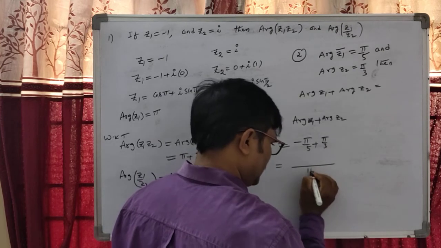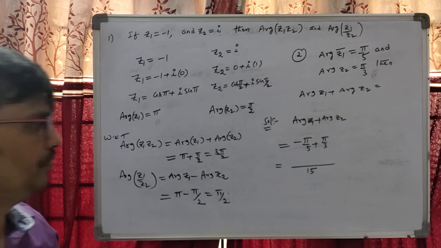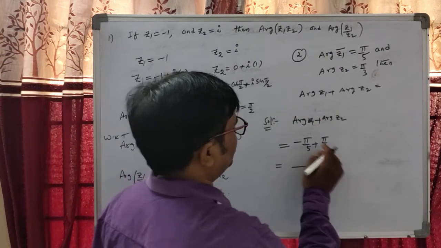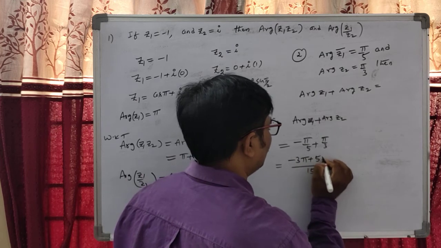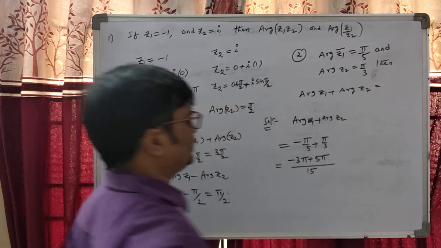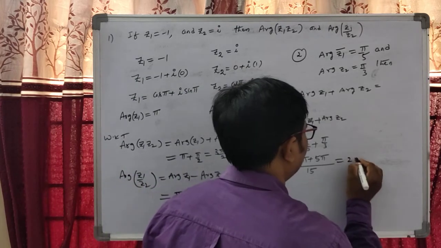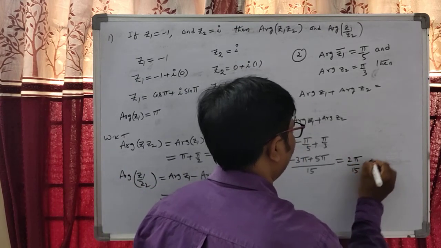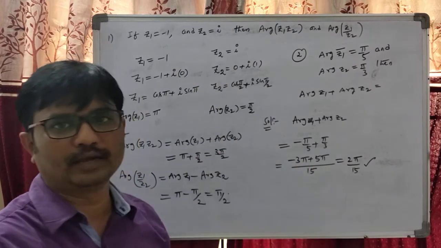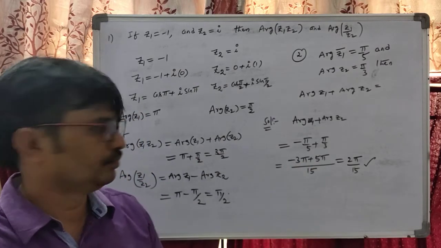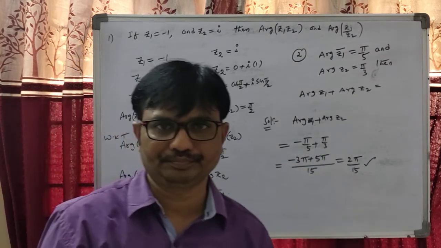So students, the LCM is 15. This is minus 3 pi plus 5 pi. 5 pi minus 3 pi is 2 pi. So students, the answer is 2 pi by 15.